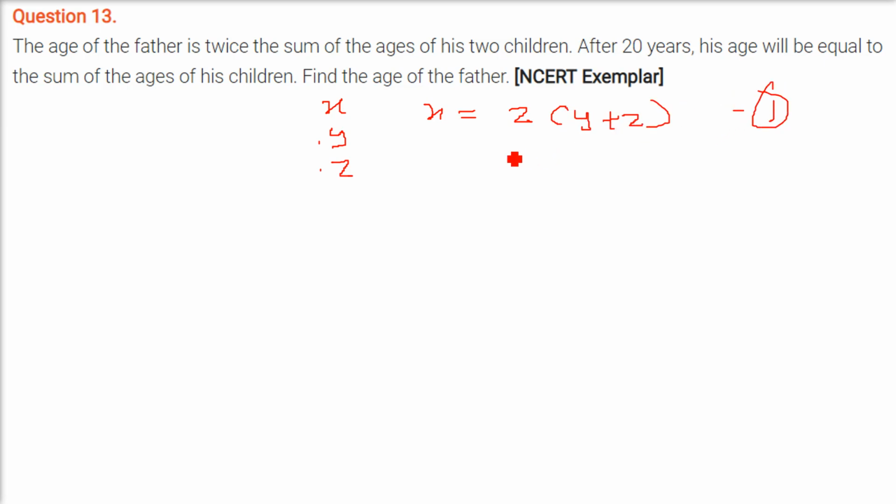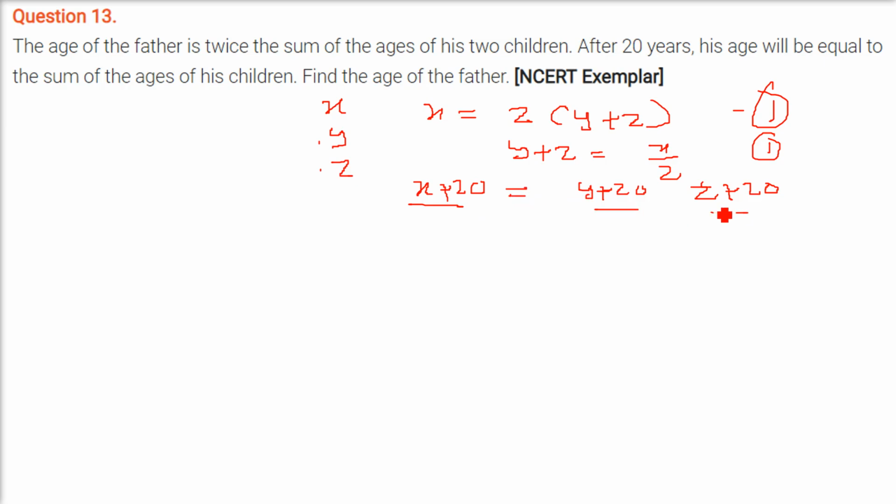Now y plus z will be x by 2. This is our first equation. The second equation is after 20 years, that is you add 20 to x, 20 to y, and 20 to z. All will be 20 years older. His age will be equal to the sum of the ages of his children. So what do we get? x plus 20 equal to y plus z plus 20 plus 20, which is 40.